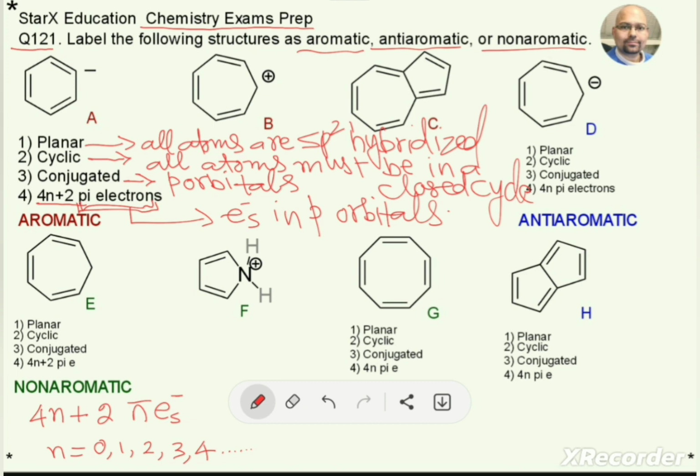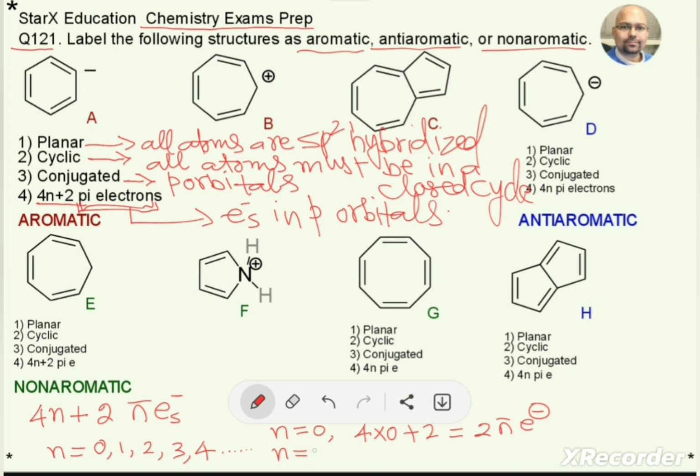So n is actually not a property of the aromatic or anti-aromatic molecule. In fact, this is just a number. It could be 0, 1, 2, 3, 4, etc. If n equals 0, then by this formula, 4 times 0 plus 2 equals 2 pi electrons. And we saw that the cyclopentadienyl cation had 2 pi electrons, and it was aromatic because it fulfilled all 4 criteria of being aromatic.